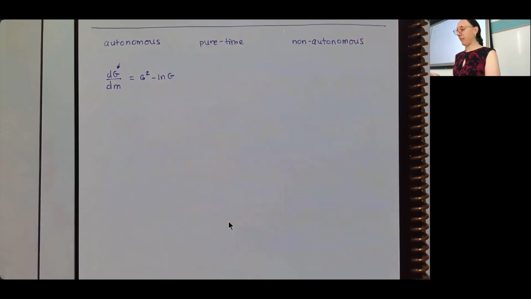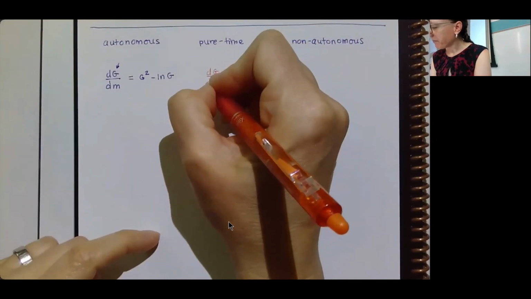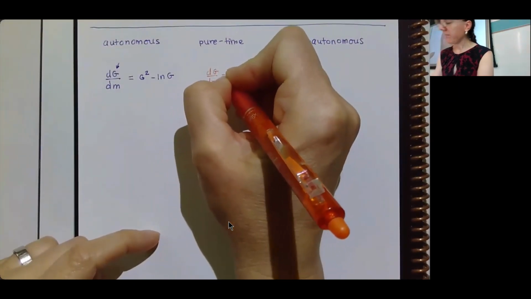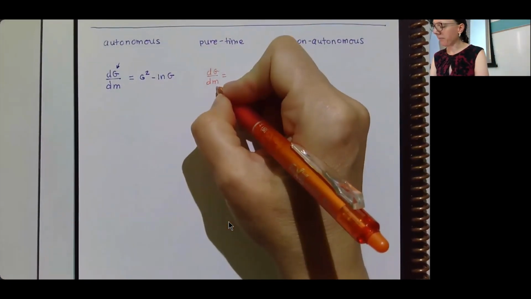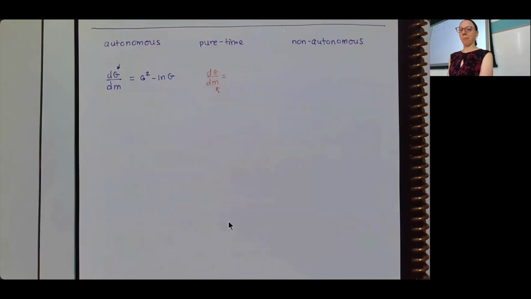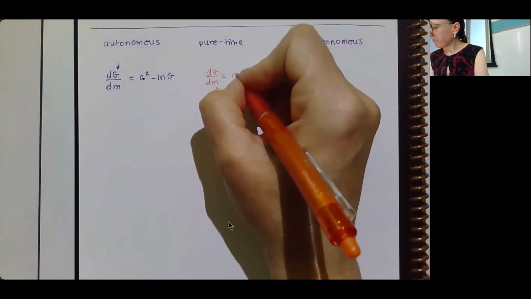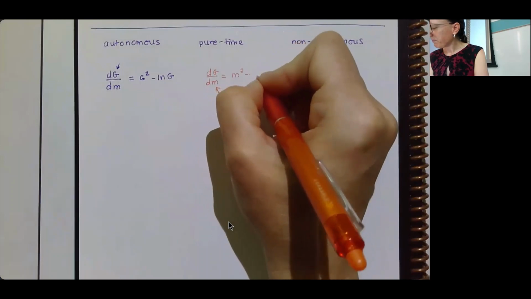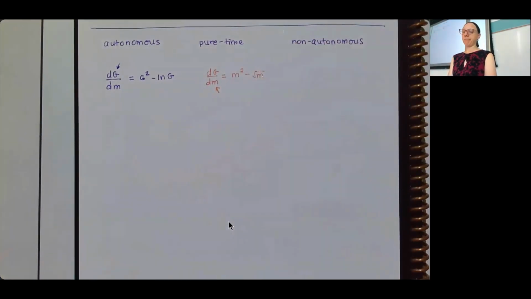If I had dG/dM, and it only uses the letter in the denominator, then we call it pure time. And anything that has both is non-autonomous.